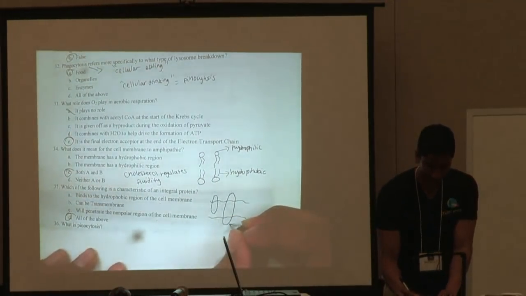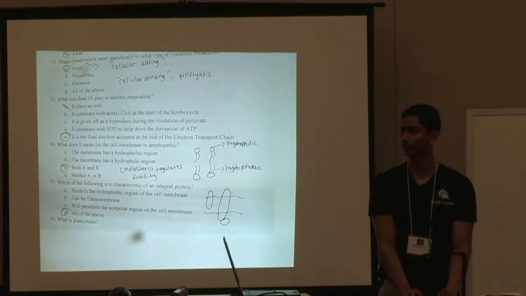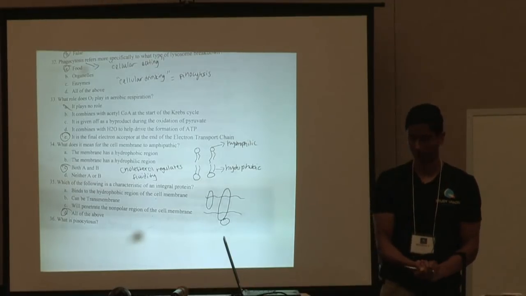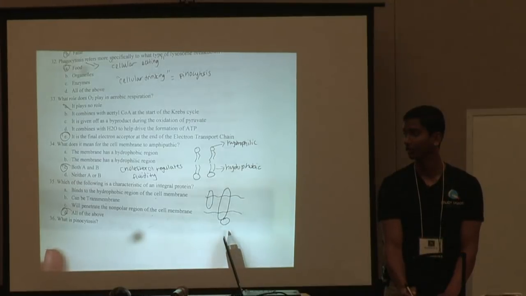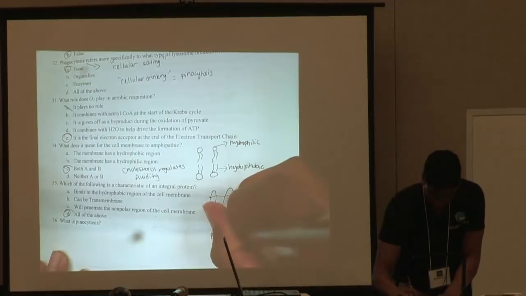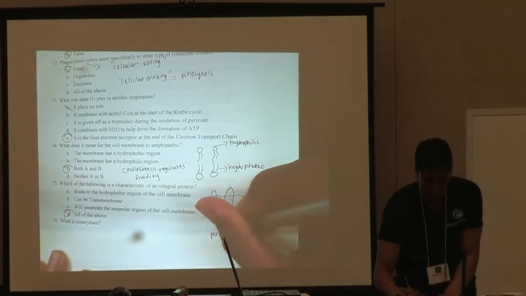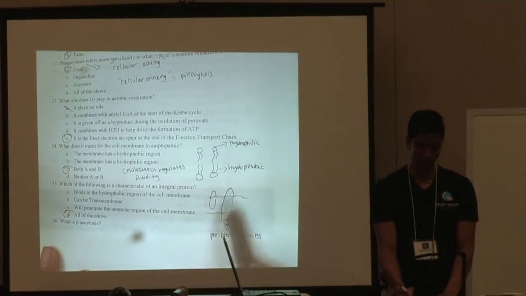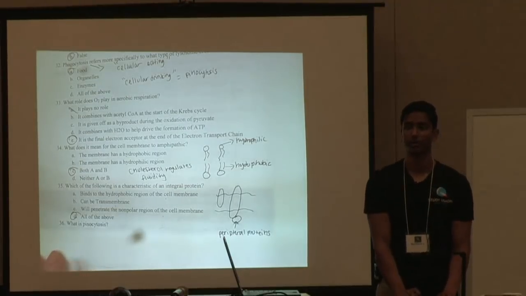So what are the proteins that lie around here? What are those called? This one. What is it? Peripheral, good. The way I remember that is they lie on the periphery of other proteins. Everyone good?